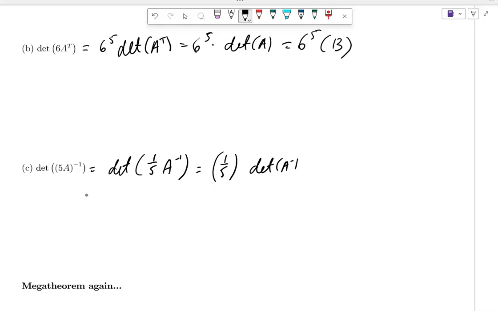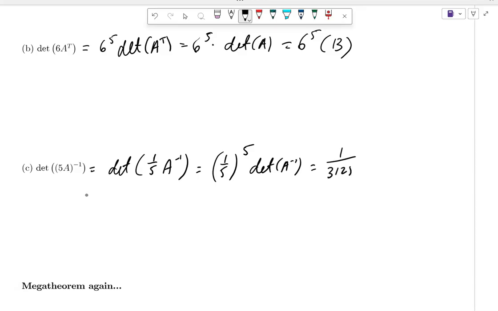What happened? What do we need to do with the 1/5? To the 5th power, right? Because I've got to pull it out of each row again, right? Because it's a 5 by 5 matrix still, right? Yep. Okay.